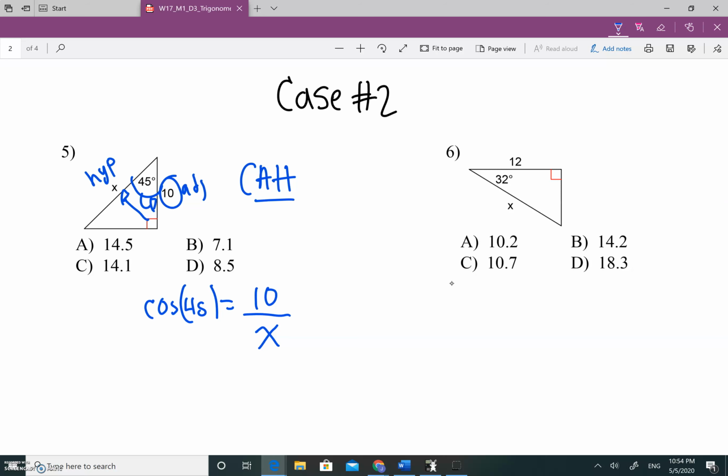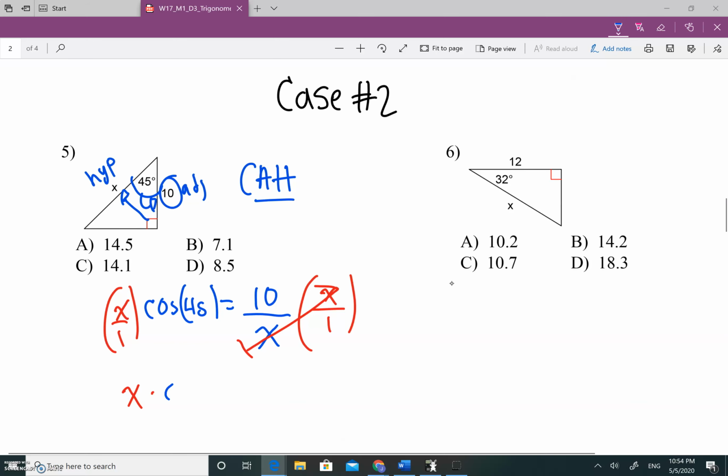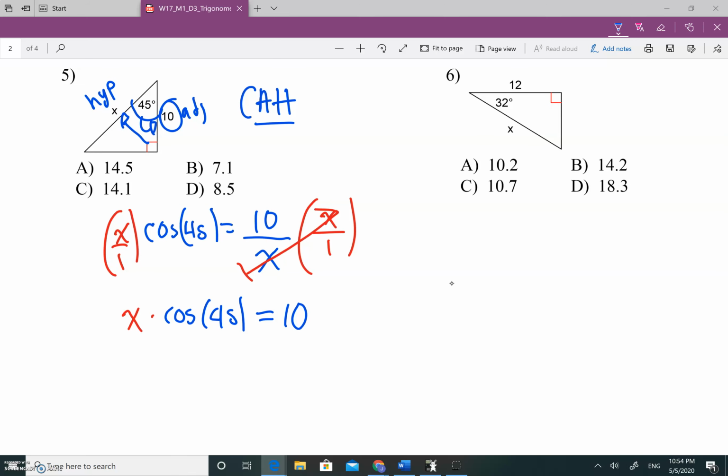Just like I said before, case number 2 is going to have the x in the bottom, and case number 1 is going to have the x on the top. And this is going to basically add an extra step that we have to do. So you still have to get rid of the fraction, so we have to multiply both sides by x over 1, or just x by itself. In this case, I'm writing x over 1 to emphasize that this is going to be 1, and then it's going to be x times cosine of 45 is equal to 10.